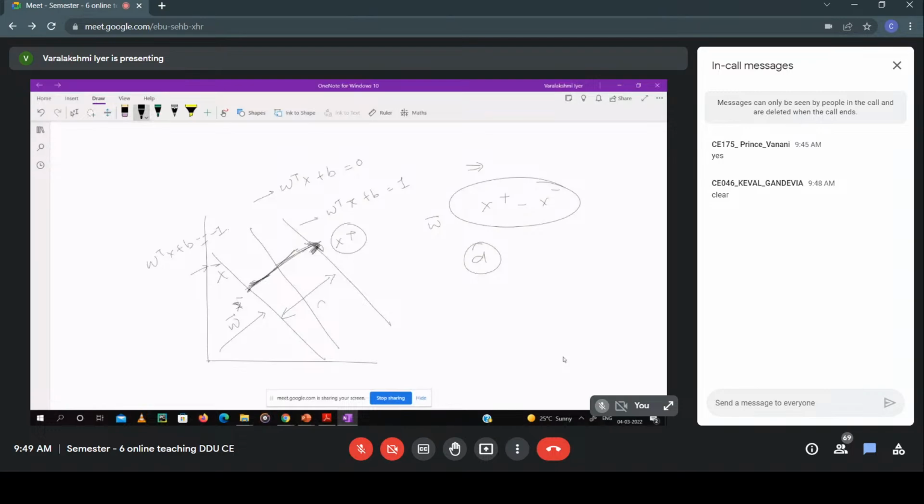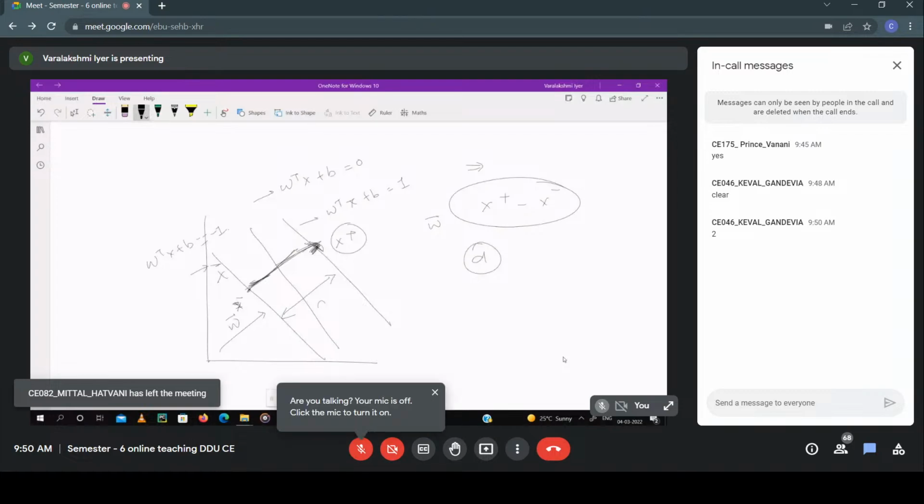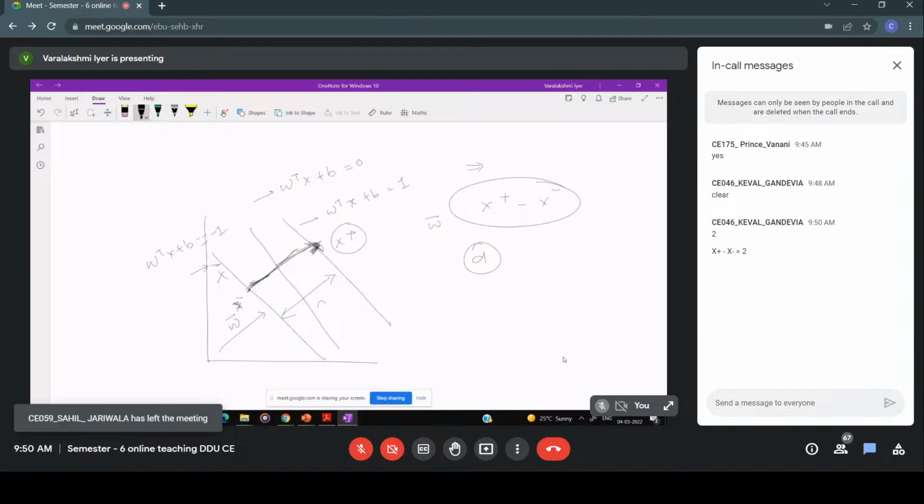So x positive is going to satisfy w transpose x plus b equals 1. So ultimately, w transpose x positive plus b is equal to 1 and w transpose x negative plus b is equal to minus 1. Yes or no? Others are getting this point, yes or no?